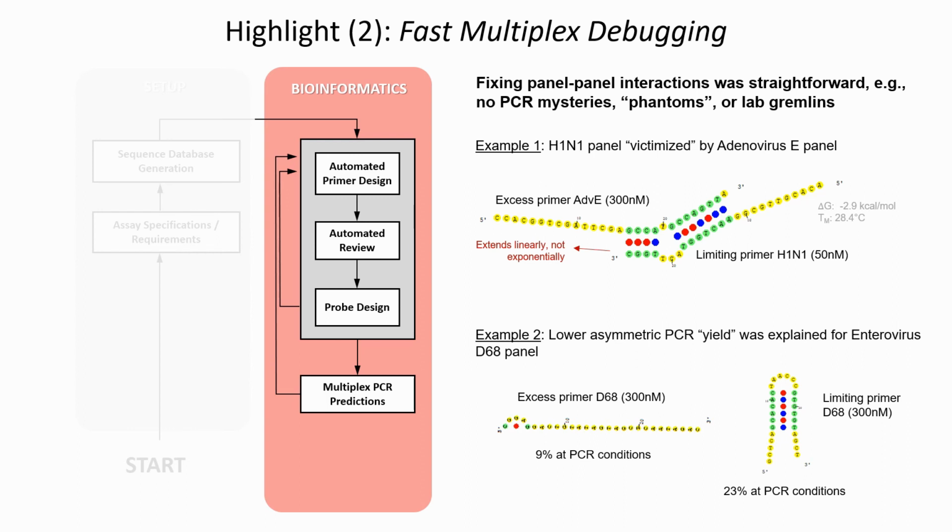In example 2, one of our PCR panels had a lower yield, and there was no reason for it. It was not exactly 100%. When we looked at the structure, this is the enterovirus D68 panel, you would see that 23% of the limiting primers were in this kind of hairpin structure. You can easily see that, and you can increase the concentration to the level that you want, and everything would go well. So these things are extremely important when you want to polish your multiplex, and these were all enabled by what we did with the DNA software tools.